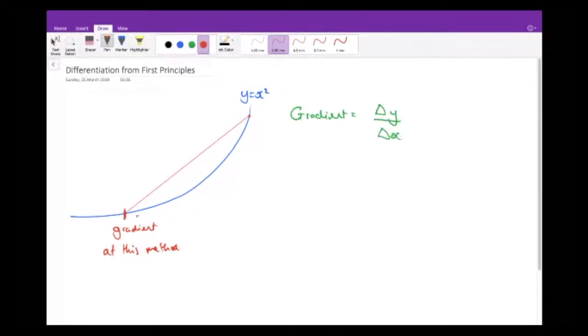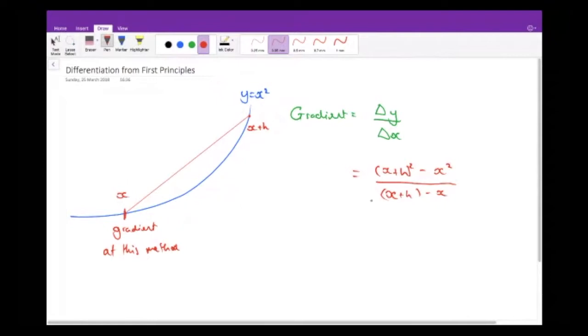So what we're going to do is call this x-coordinate x and this x-coordinate x plus h. The difference in y is the y value at x plus h, which we can find by putting x plus h into the equation, minus the y value here, which is just when we put x into the equation. So minus x squared. And then the difference in the x value is x plus h subtract x.